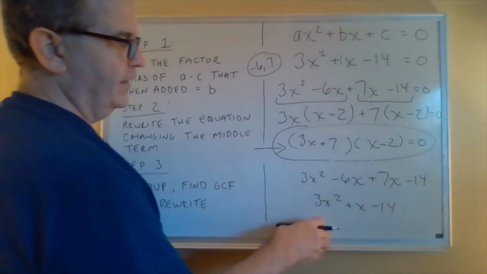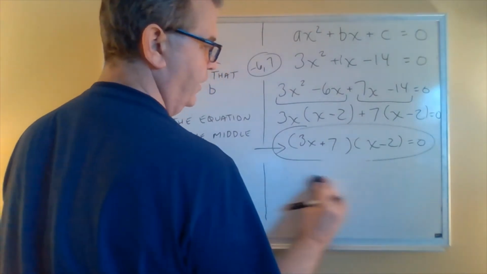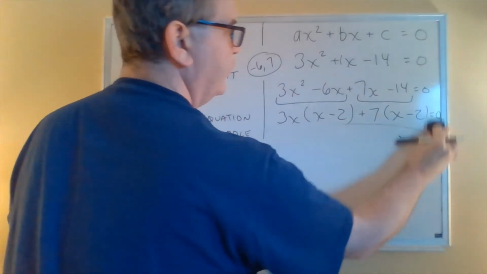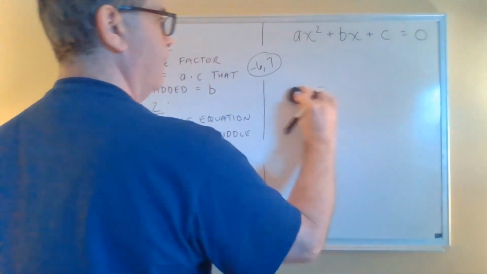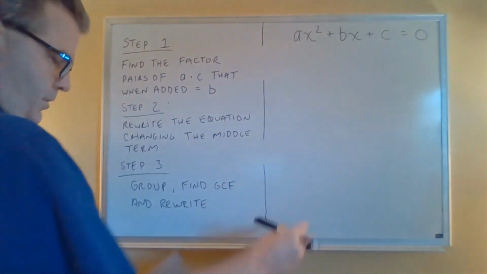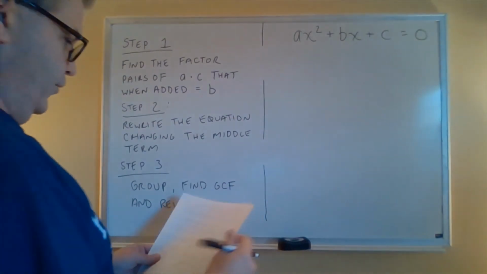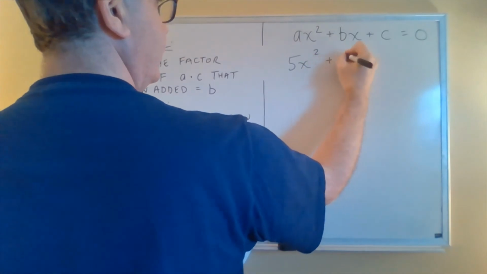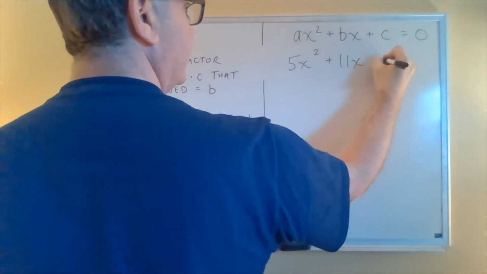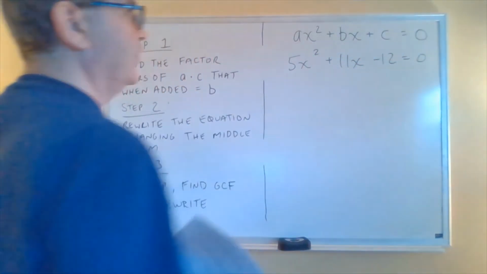Okay, I'm going to give one last example, a third example, and then I will leave you to go do the homework. Our final one will be 5x squared plus 11x minus 12 equals 0.